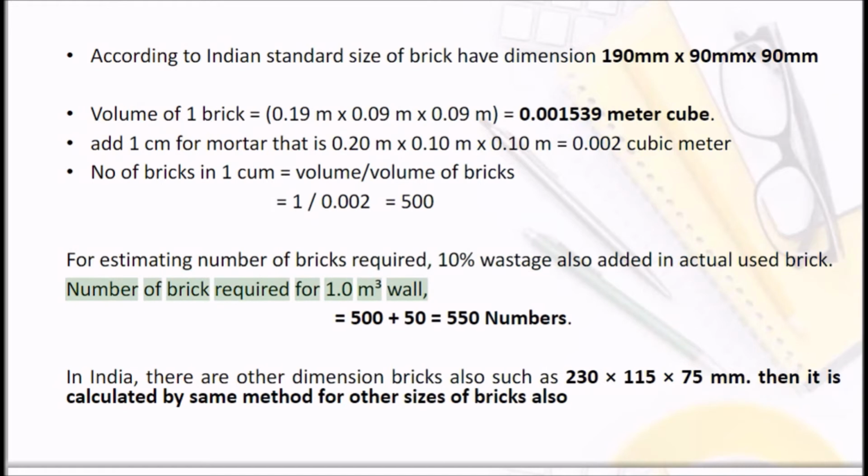Number of bricks required for 1 cubic meter wall equals 500 plus 50 equals 550 numbers. In India, there are other dimension bricks also, such as 230 x 115 x 75 mm. Then it is calculated by the same method for other sizes of bricks also.